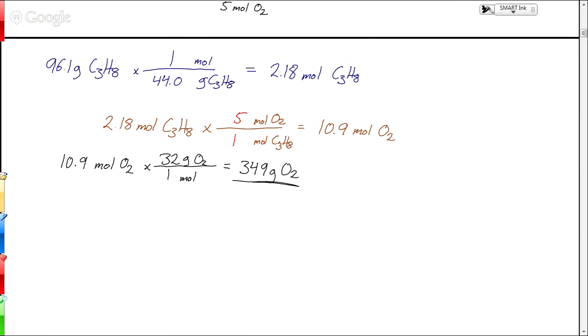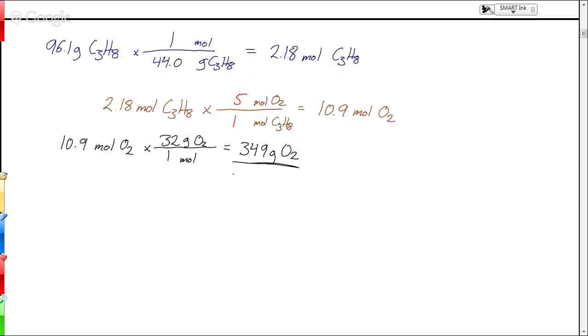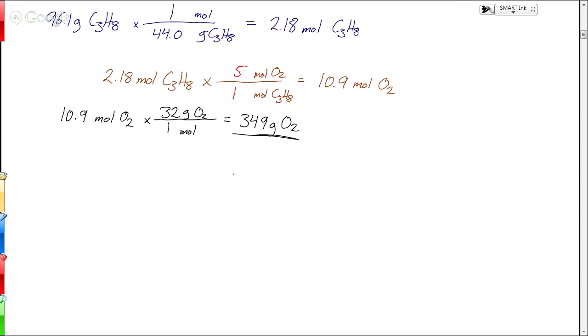So that was kind of the individual steps. We balance the equation, then we convert grams to moles, we go moles to moles based on the equation, and then we go moles back to grams. Some people like to think of this as an all-together thing. So let's put it all together. If this is confusing to you, just ignore this part, but some people find it easier.